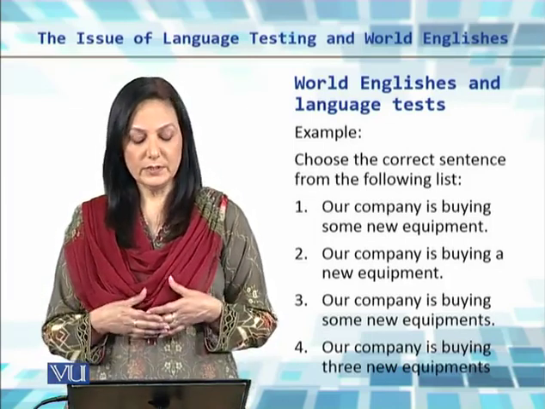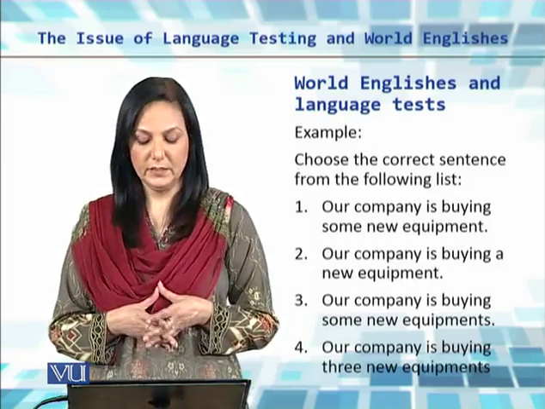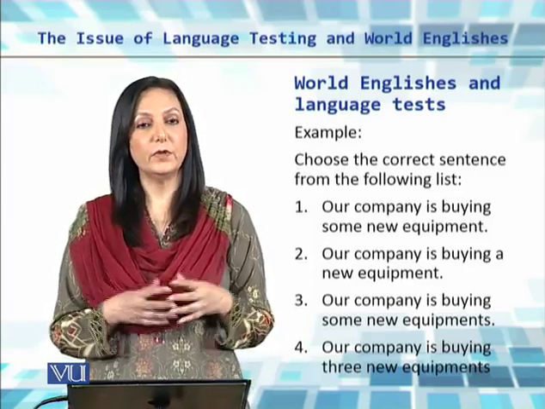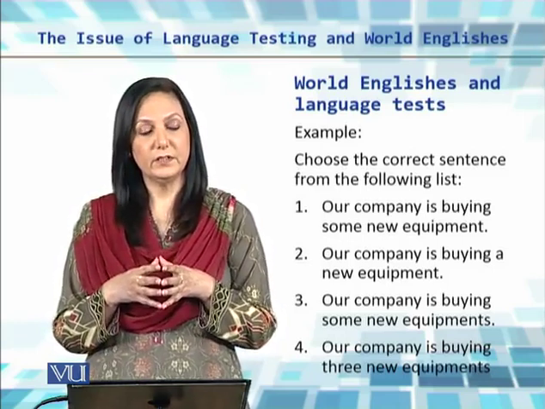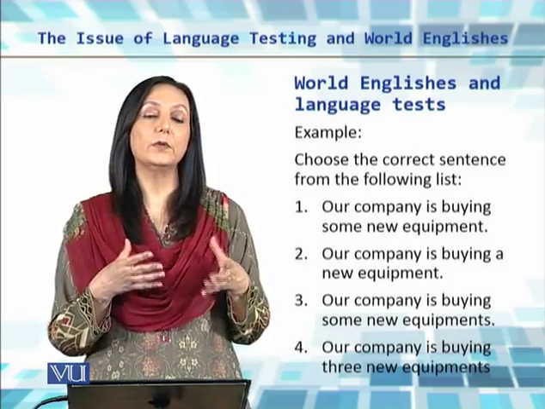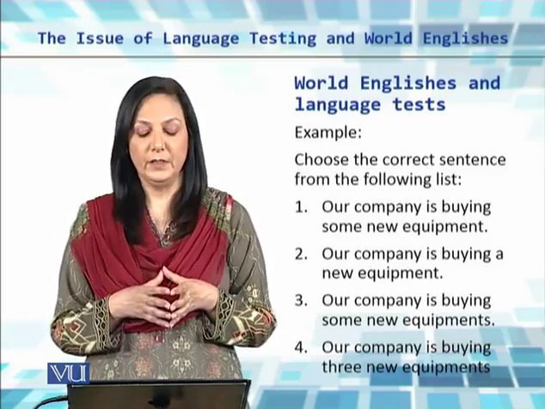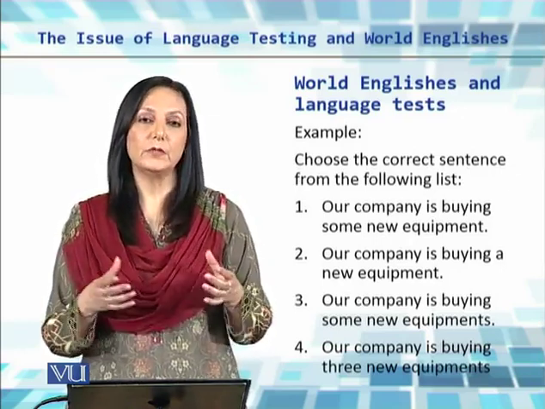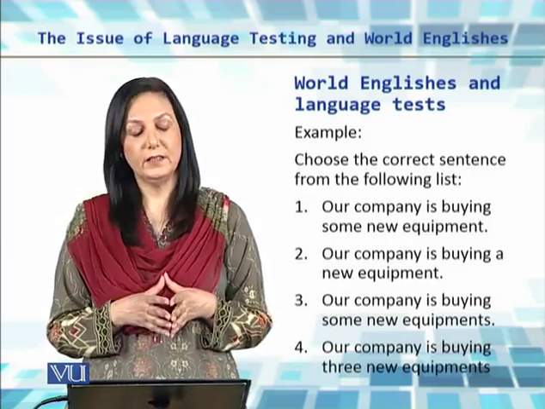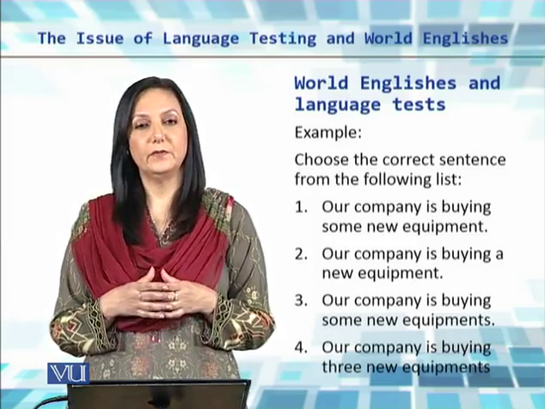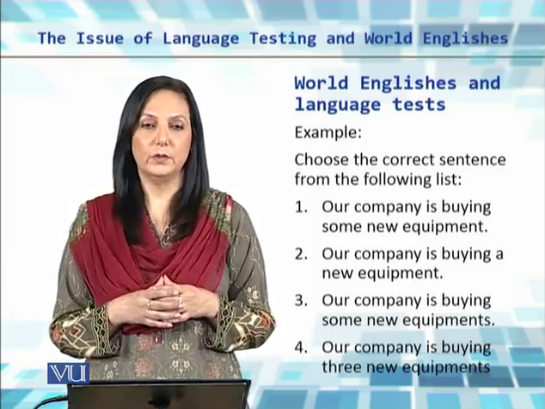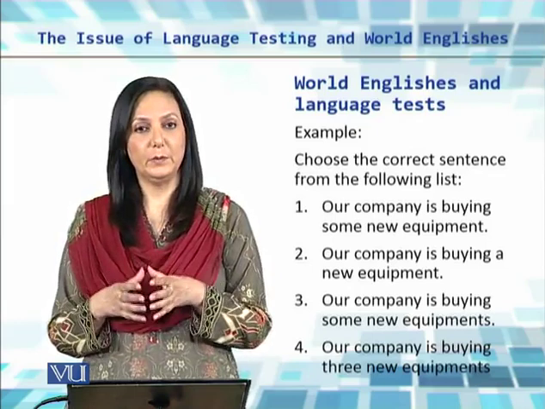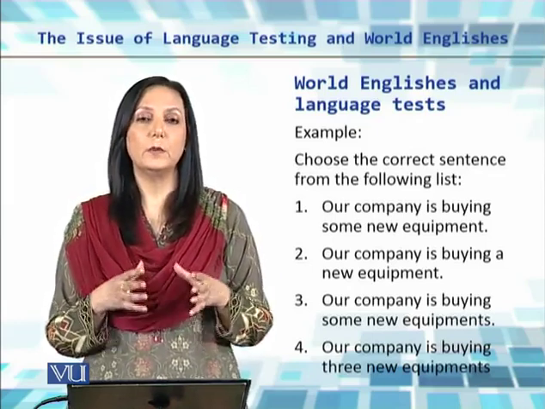So in an outer circle context, number 3 will be correct, whereas in a native English context, number 1 will be correct. So if a test which is developed by native English speaking test developers, or which uses standard English as the norm, this test will lose its validity when it is used in an outer circle context, because it is very likely that in the outer circle context, the variety which is used is based on local norms. So in this way, we see that we need to work on developing language tests which also accommodate the world English perspective.